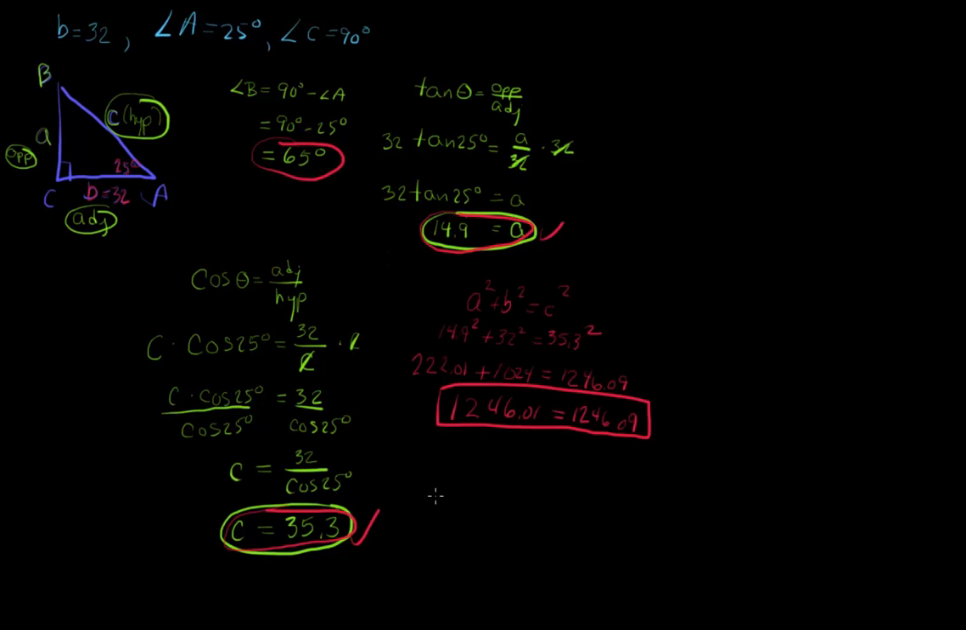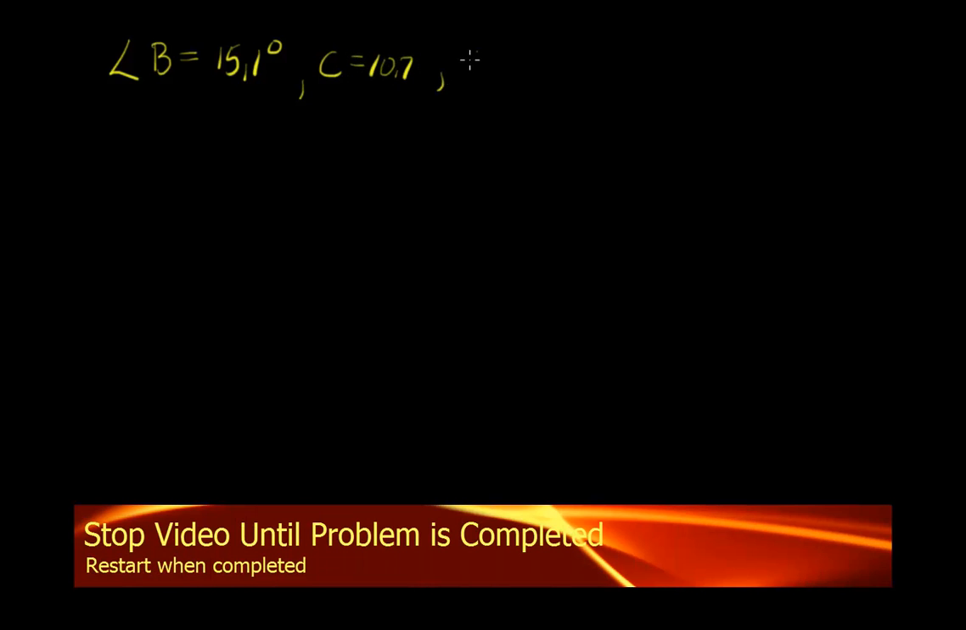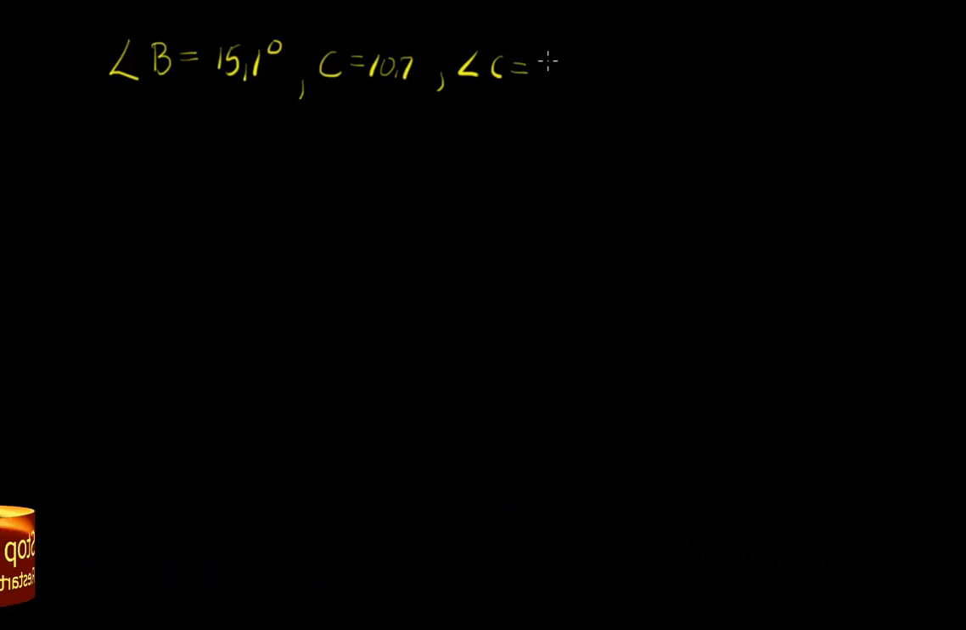What I'd like for you to do now, solve the following problem. Angle B equals 15.1 degrees. Side C is 10.7 and angle C equals 90 degrees. At this point, stop the video, try out this problem, and then resume it to see whether or not you have the correct answer.